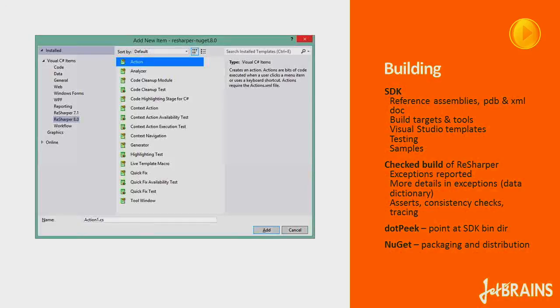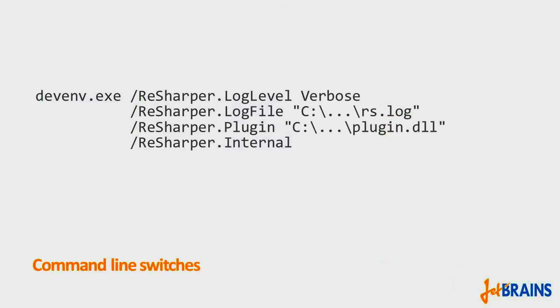.peek is also a very useful tool here. You can point that at the binaries in the SDK directory, and then you can look to see how ReSharper does it. So if you want to get inspiration from how ReSharper implements a certain feature, you can dive in with .peek and have a look around and see how to do it. And then of course you need NuGet for packaging and distribution, which we'll have a look at in a bit.